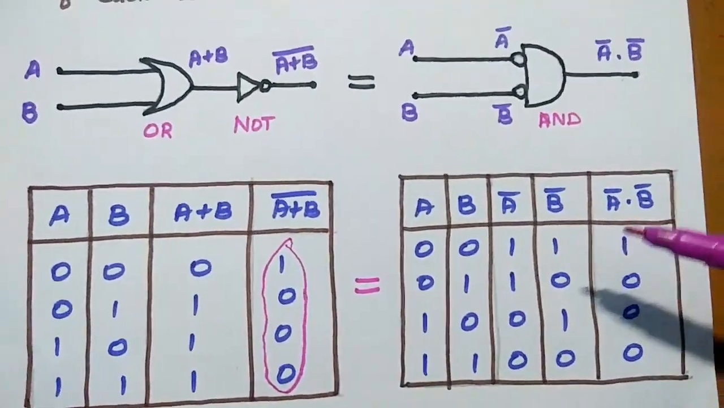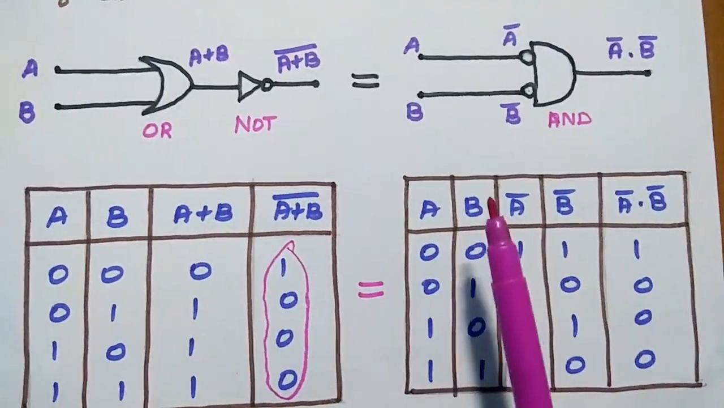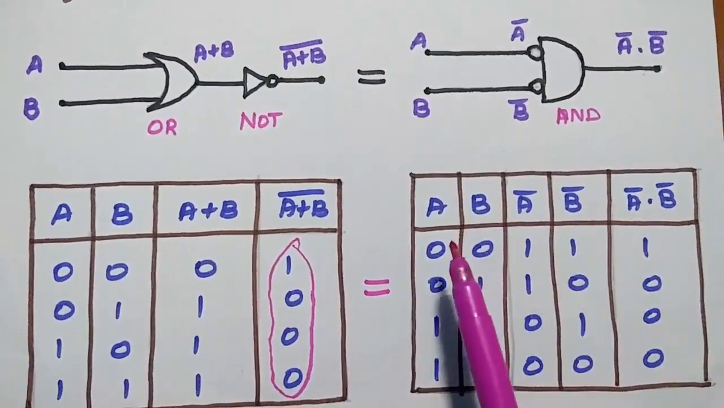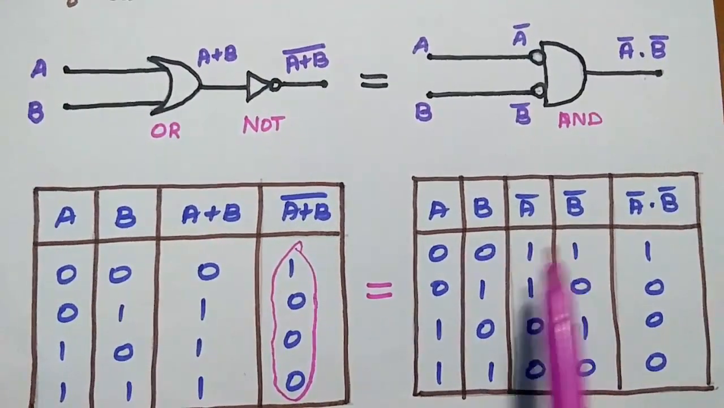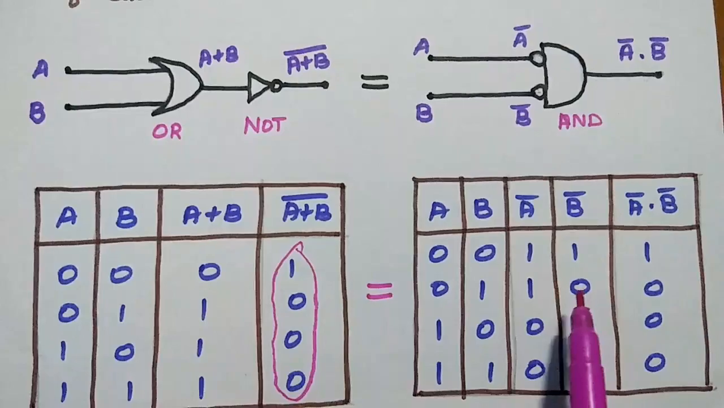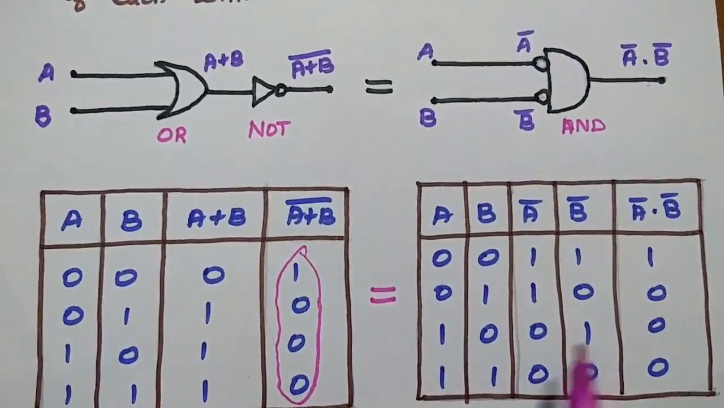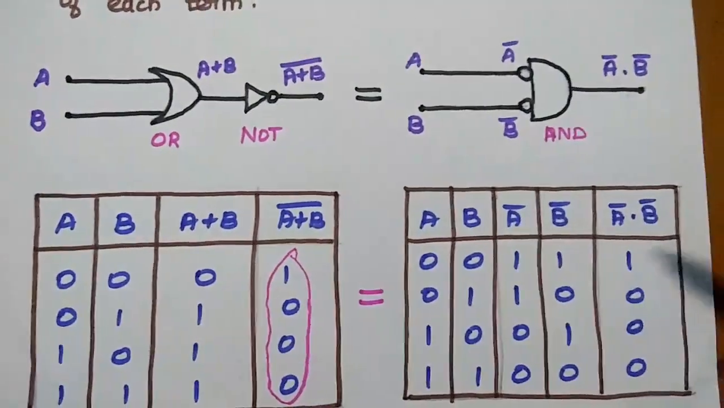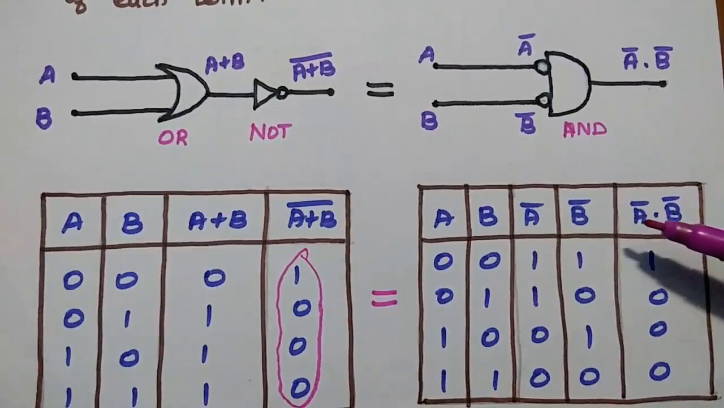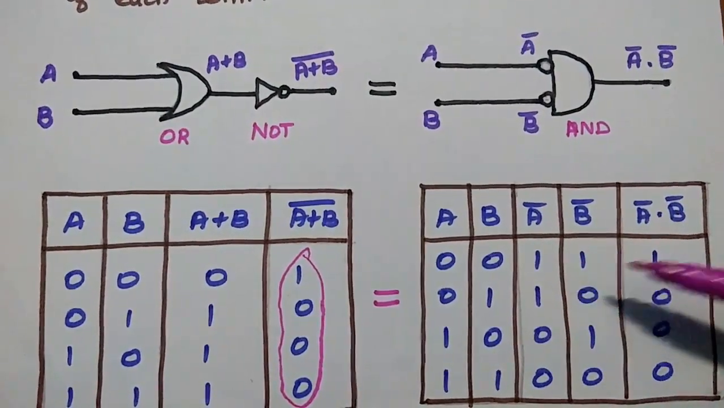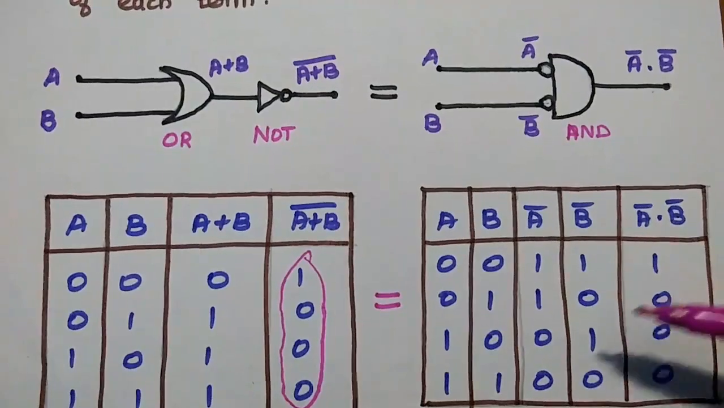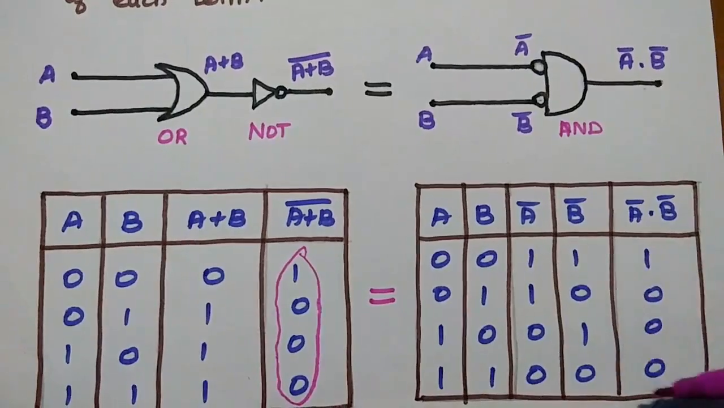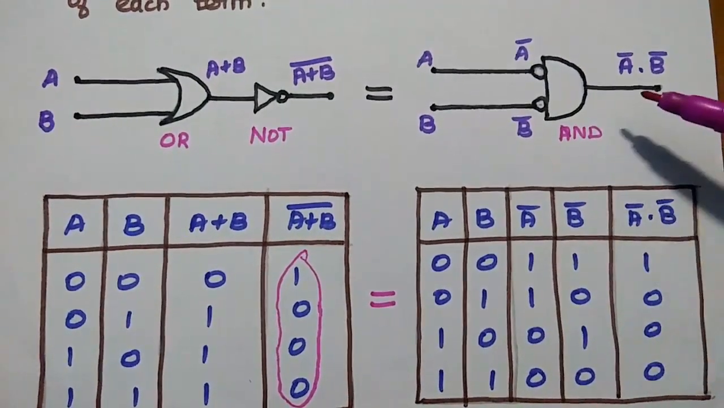Correct. Now consider the right hand side. A and B are the inputs. These are the combinations. And here A bar and B bar. So 0 0 becomes 1 1. 0 1 becomes 1 0. 1 0 becomes 0 1. 1 1 becomes 0 0. Here A bar dot B bar is the product of these two elements. Here 1 into 1 is 1. 1 into 0 is 0. 0 into 1 is 0. 0 into 0 is 0. So now we can say this is the output of the right hand side.